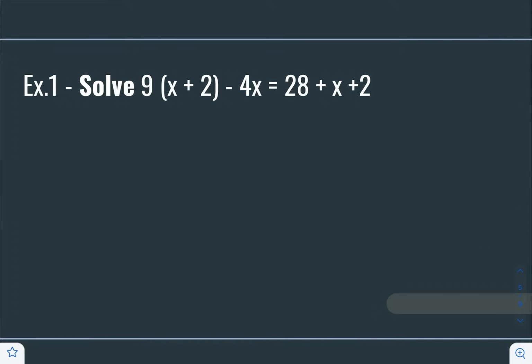So first, let's solve this problem. The first step is, we see these parentheses, so we're going to distribute 9. So we're going to solve the parentheses like we already learned how to do. So we're going to get 9x plus 18 minus 4x, and we're going to carry the rest of the equation down. Next, we're going to combine all of the numbers with x inside of it. So 9x and negative 4x, and 28 and 2, because they are like terms. Upon doing that, we're going to get 5x plus 18 equals 30 plus x.